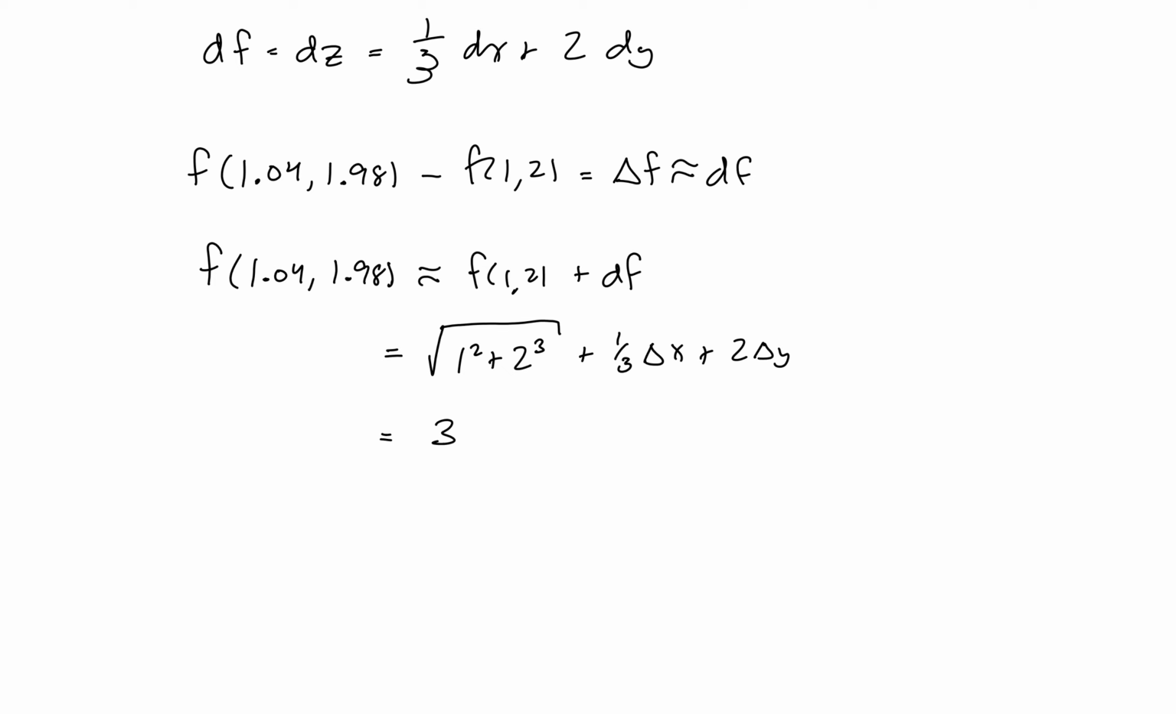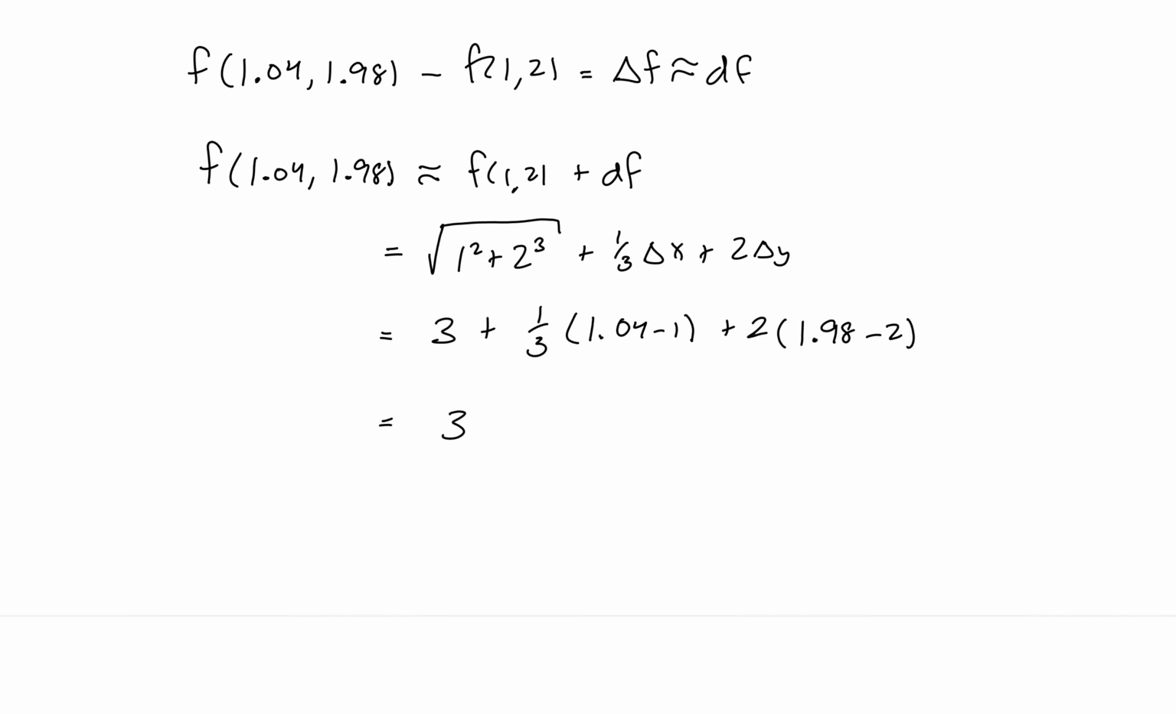This first term there is 3, and I have plus 1/3, and then my delta x is going to be 1.04 minus 1, plus 2, and then I plug in the 1.98 minus 2 for delta y. And so then we can fill this in. This is 3, and then I get plus 0.04 over 3 minus 2 times 0.02. And that gives me my approximation.